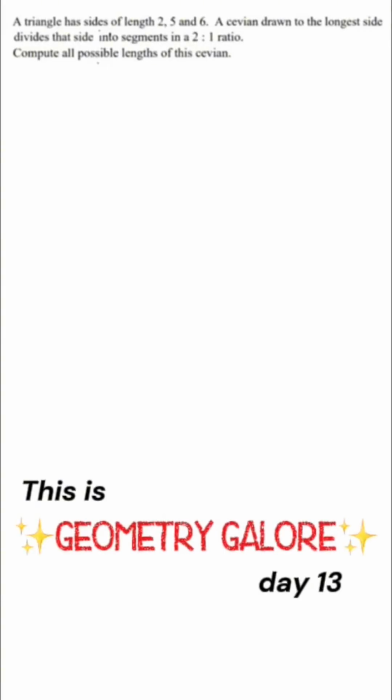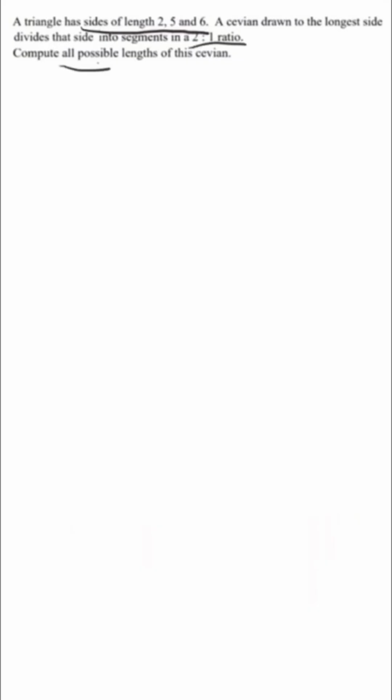This is day 13 of Geometry Galore, where I make boring geometry formulas fun. Today we have a problem that says a triangle has sides of length 2, 5, and 6. A Cevian drawn to the longest side divides that side into segments in a 2-to-1 ratio. Compute all possible lengths of this Cevian.